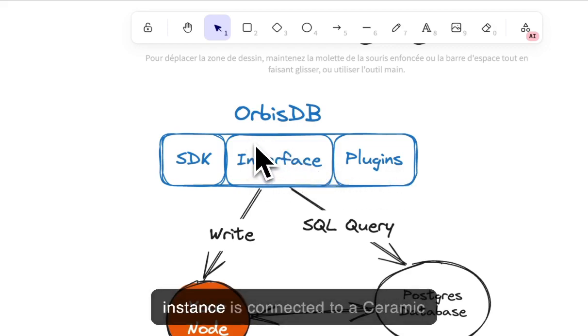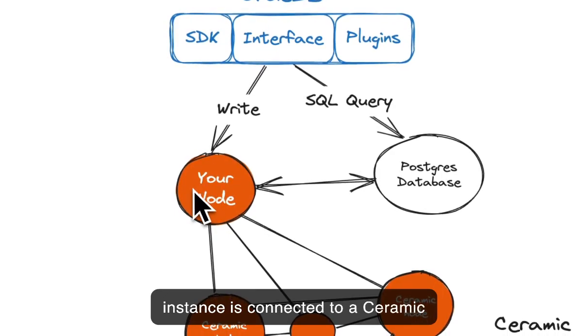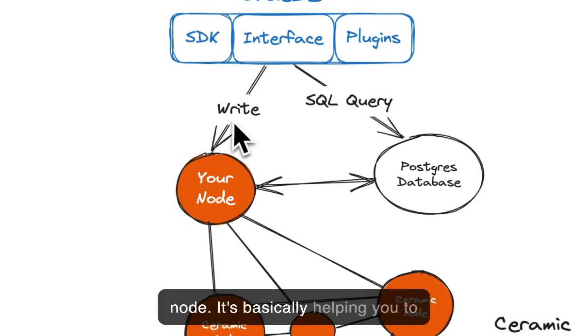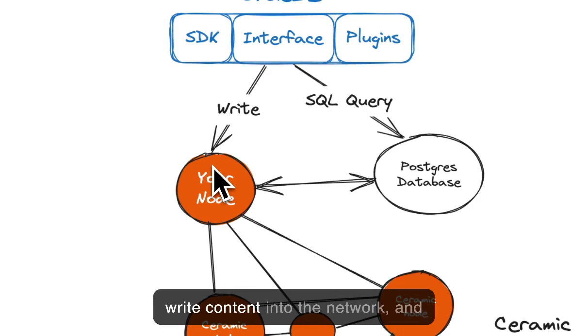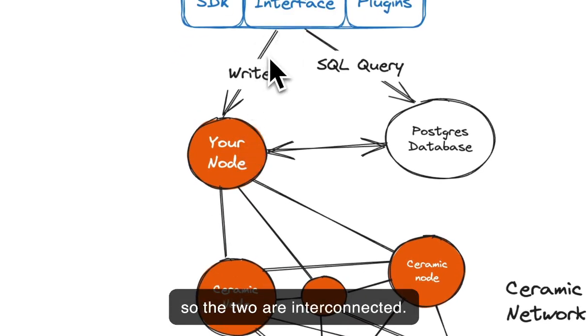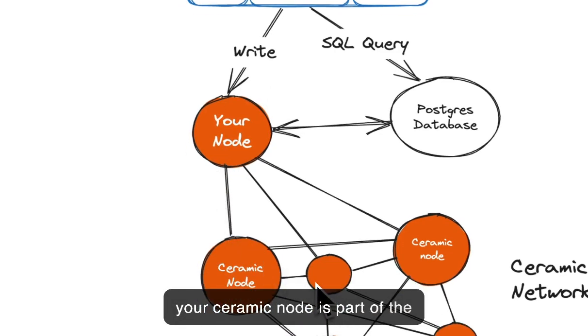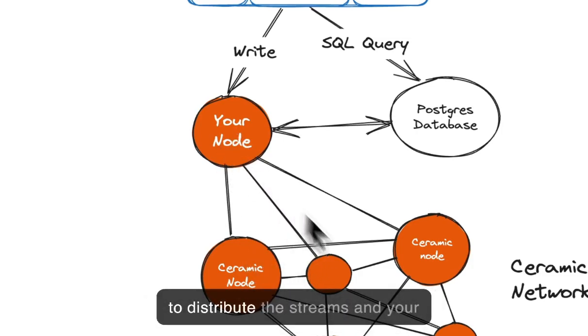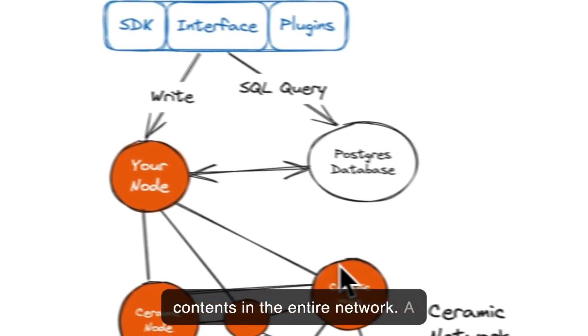This OrbisDB instance is connected to a Ceramic node. It's basically helping you to write content into the network, and so the two are interconnected. Obviously, your Ceramic node is part of the entire network, and you will be able to distribute the streams and your contents in the entire network.